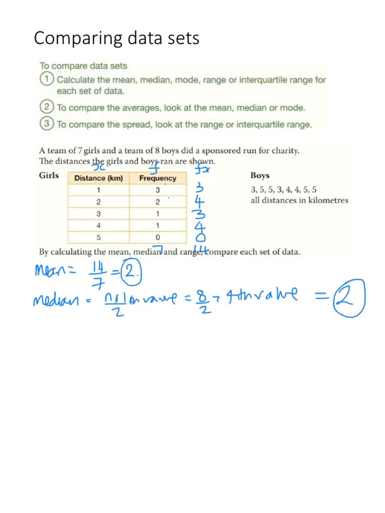The range for the girls here is the largest possible distance, which is 5, minus the smallest possible distance, which is 1. So we have a range of 4.